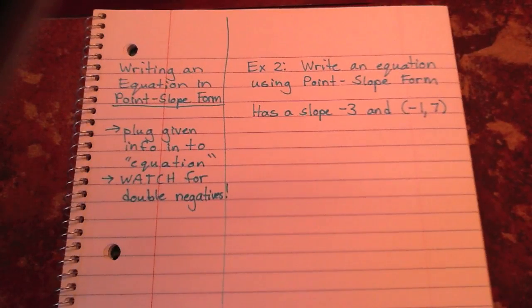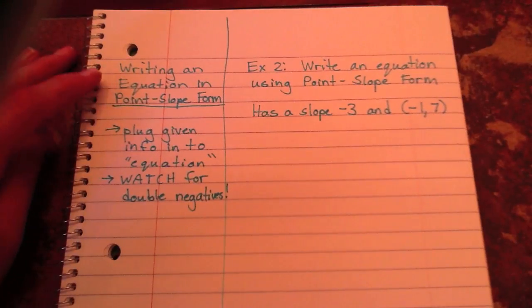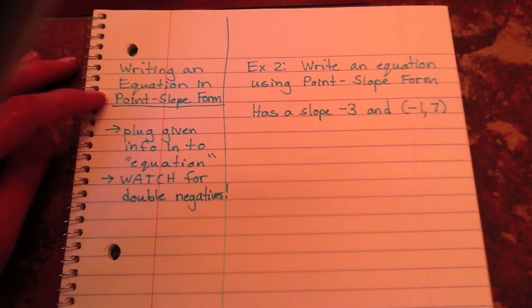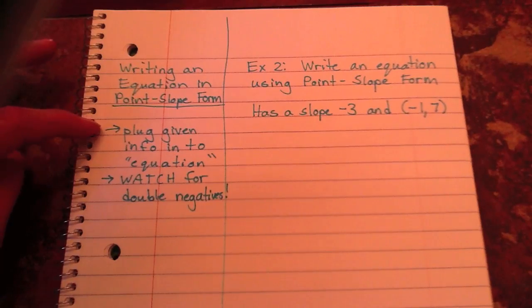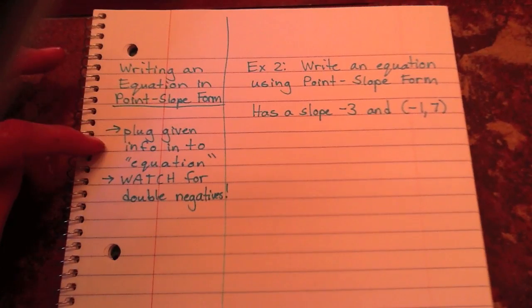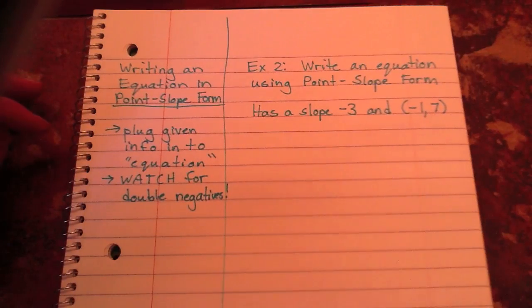Go ahead and write this down. Once I'm done talking, you can just hit pause, copy it, and then hit play when you're ready to go. The next example we're going to look at is writing an equation in point-slope form when you're given info. So you're going to have to memorize point-slope form if you're going to use this. All you do is take the given info, plug it into the equation, and you watch for double negatives. So go ahead and write this example down, and then when you're done, hit play.